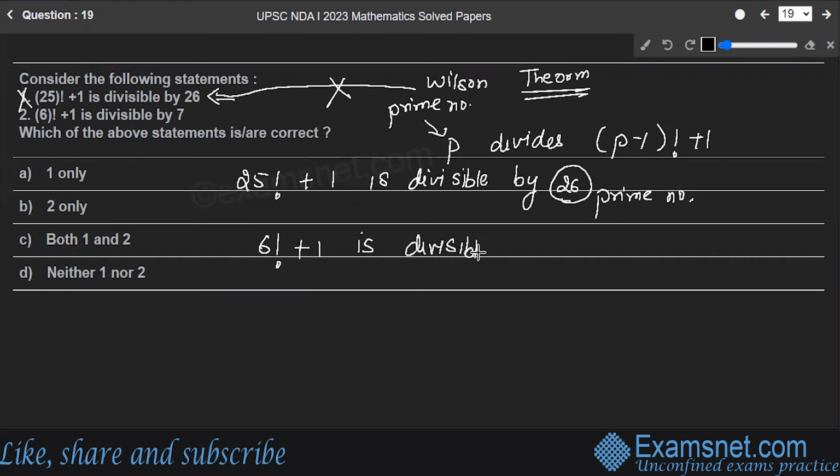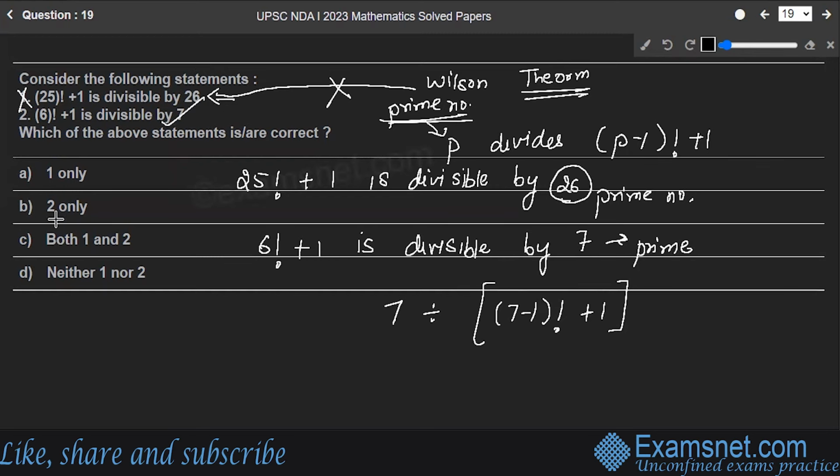Second one, 6 factorial plus 1 is divisible by 7. That's absolutely correct, because 7 satisfies both the conditions of the Wilson theorem. First, 7 is a prime number, and 7 divides 7 minus 1 factorial, which is 6 factorial, plus 1. So statement 2 is absolutely correct, and 2 only is the option. Option B stands to be the correct answer.